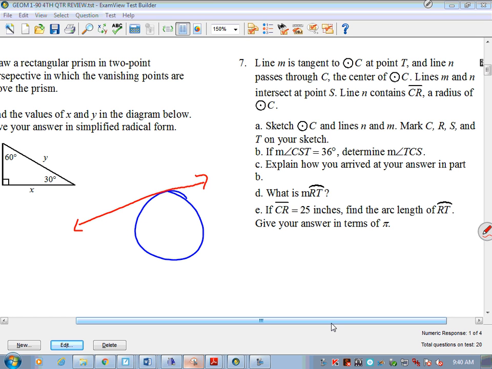Okay, so all right, there's circle C. In fact, because that's circle C, I need to put that there. Let's see. What do we label this red line here? What do we call that line? M. Okay. It says line N passes through C, the center of C. Lines M and N intersect at point S. So what do I need to draw for line N? What do we know about line N? It goes through the circle, not only through the circle, but through the center of the circle, right? All right, and we know it's going to intersect.